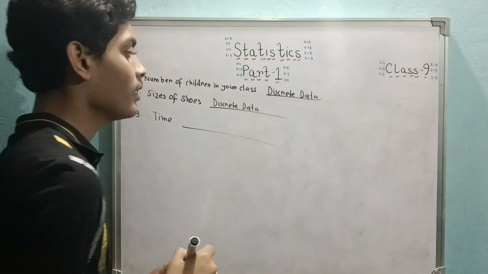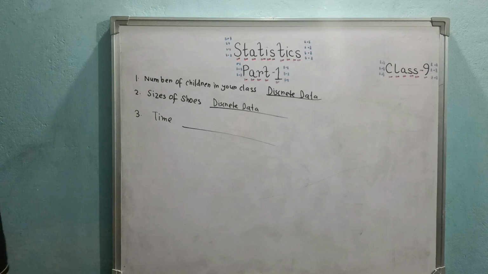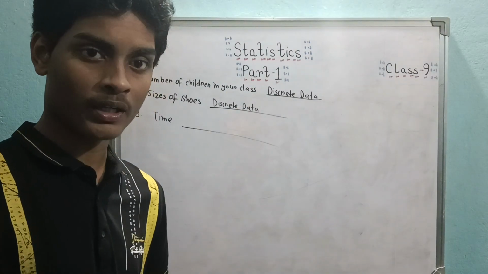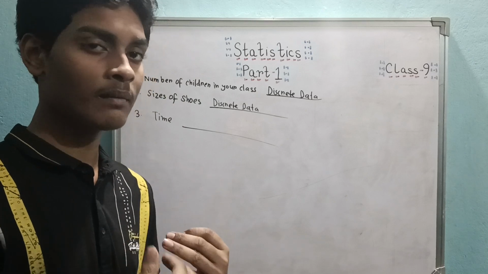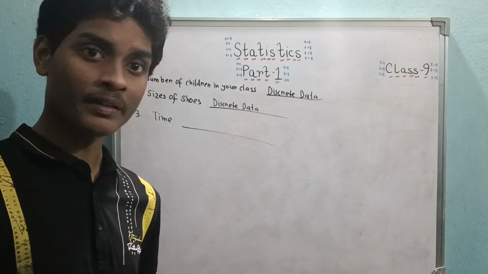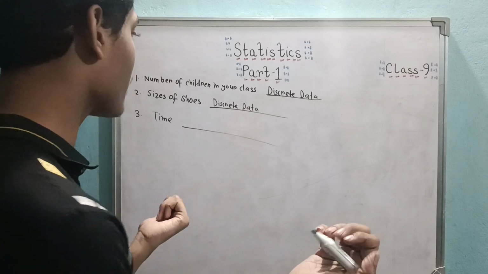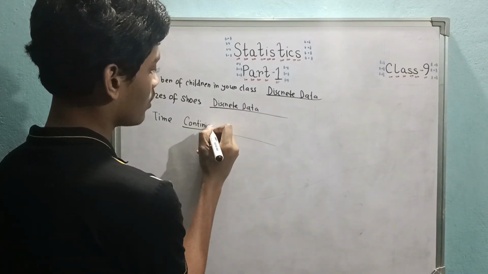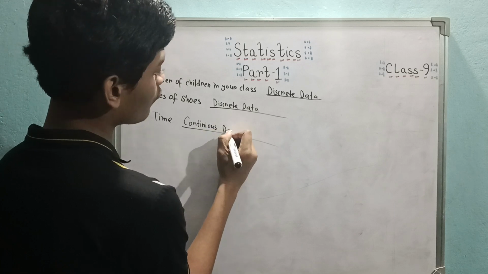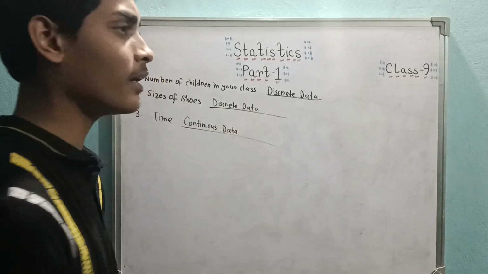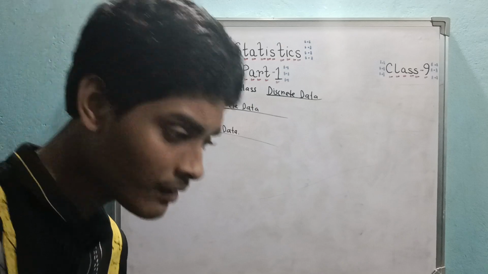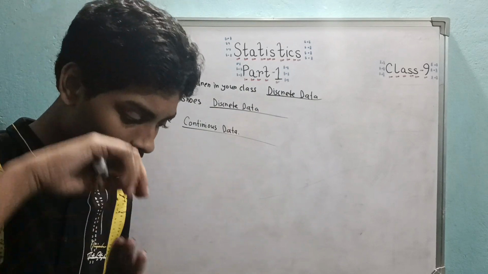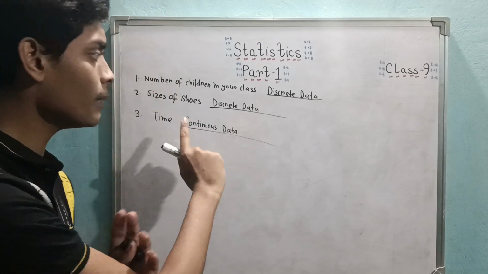Now see, time keeps on going, right? At this moment, I am talking, I am writing, I am doing something, and the time is also moving. So it is continuously moving, so it is continuous data. Easy. But if it was given to you, the time at which you started doing homework today, it is a separate time at which you are starting the work. That is a separate, accurate, single value. That will be discrete data.